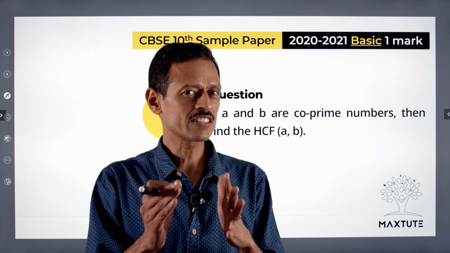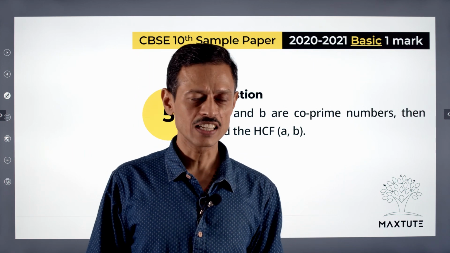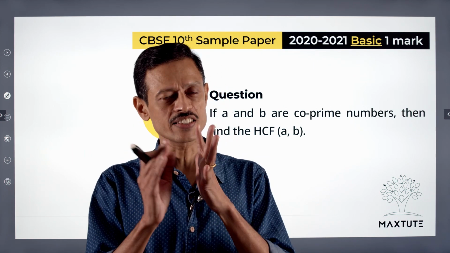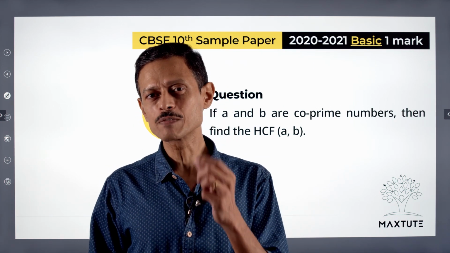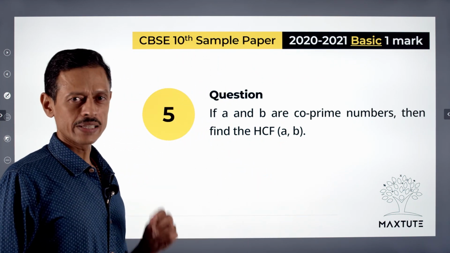A total of 6 questions, because question number 6 and question number 7 both have internal choices. These are rather easy, straightforward questions. Should take us 1 minute per question in the examination. Let's get started. The first question is from real numbers.